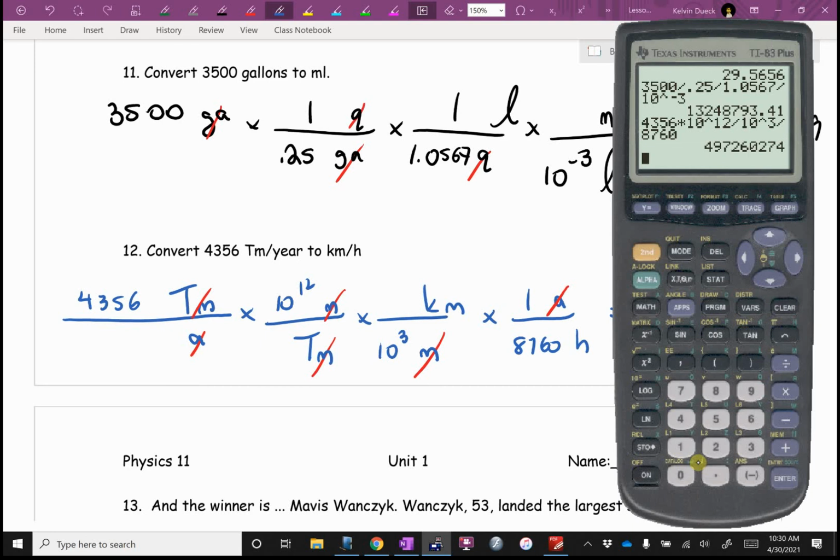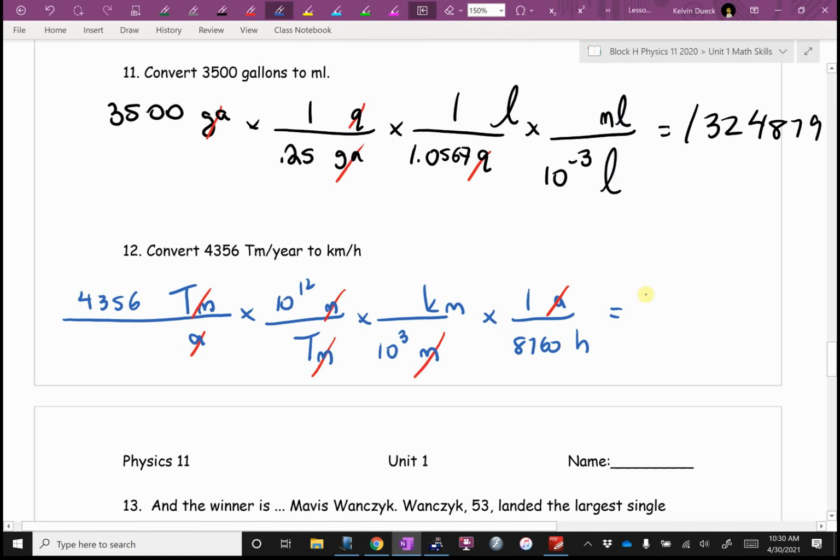Do I write that in scientific notation and round off? Well, let's write it out. Parker, can you read me the digits again? 497. Yep. 260274. And that is kilometers per hour. If I put in some commas, yeah, 500 million kilometers per hour. That's pretty fast.